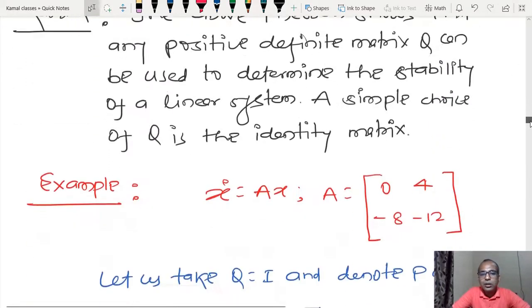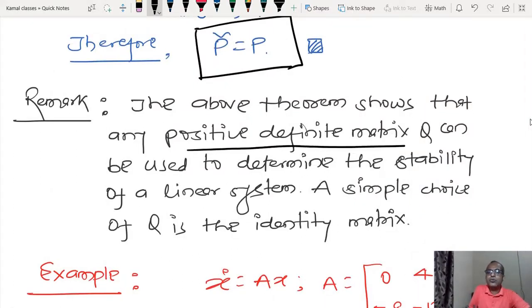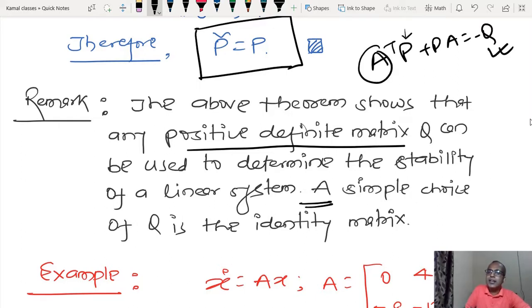Now what I am telling, the above theorem shows that any positive definite matrix Q can be used to determine the stability of linear system A. Due to that reason, people now say that if you have A transpose P plus PA equal to minus Q, you are free to choose this Q. Okay, and if A is Hurwitz, then there exists a P.